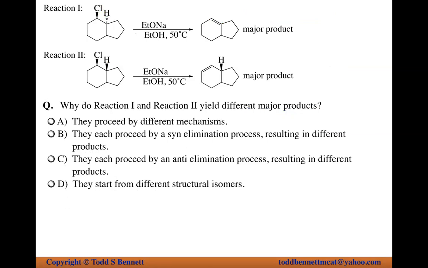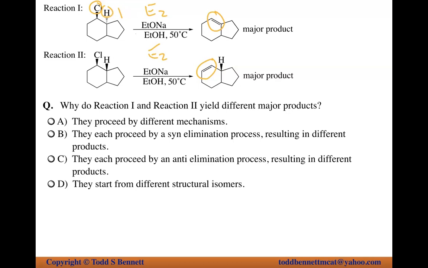Okay, for this one, why do reactions 1 and 2 yield different major products? Okay, so again, strong bulky base, E2, strong bulky base, E2, high temp. So my double bond is more substituted and less substituted. Again, it's because these are trans.